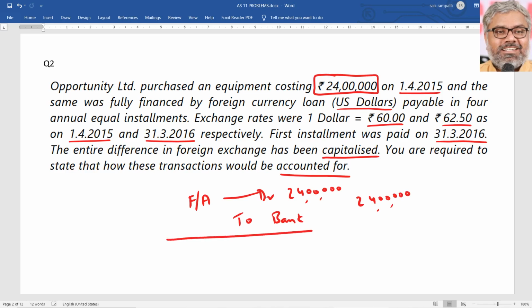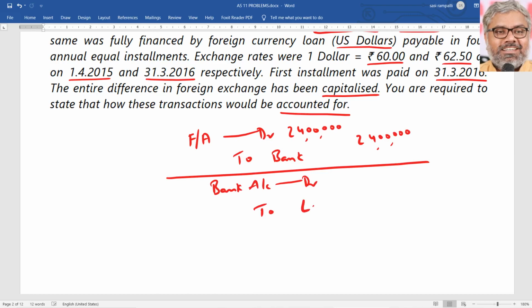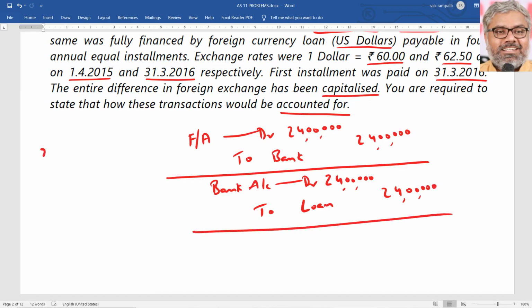But the point is, this asset was not purchased with our money, it was purchased with loan amount. So we received a loan on that date. Maybe you can pass this entry first and then use that money. Doesn't matter. Money coming in and going out. So bank account at R2, loan account. This loan is in US dollars, but still in rupee terms, the loan will be also 24 lakhs. How much is the loan amount in dollars? It was not given. That we should find out. We can find that out.